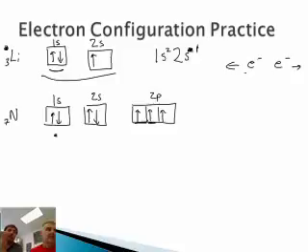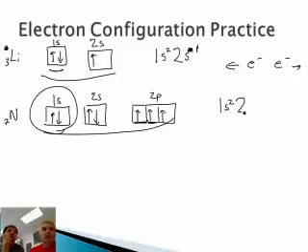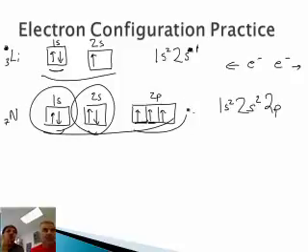So this is the orbital notation, and then for the electron configuration, you'll write 1s2 because there are 2 electrons here. 2s, how many electrons? 2. And then you'll say 2p. Now it's all of them combined, so how many in there? There's 3. So that's the electron configuration.